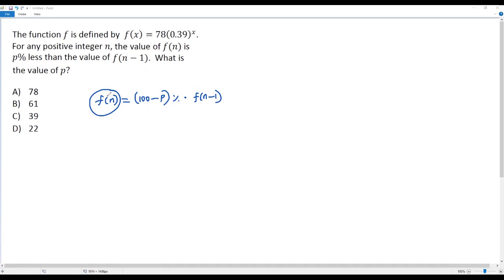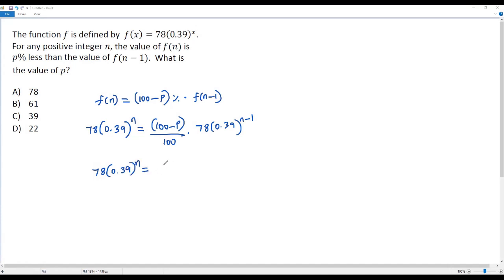Now to get f of n, let's consider the function f of x. To get the expression equivalent to f of n, we plug in n for x. Then we get 78 times 0.39 to the nth power, equal to, writing the percentage as a fraction, 100 minus p divided by 100. And to get f of n minus 1, we plug in n minus 1 for x in the given function. Then we get 78 times 0.39 to the power of n minus 1. We write the left side as it is: 78 times 0.39 to the nth power equals 100 minus p divided by 100 times 78 times 0.39 to the power of n minus 1.